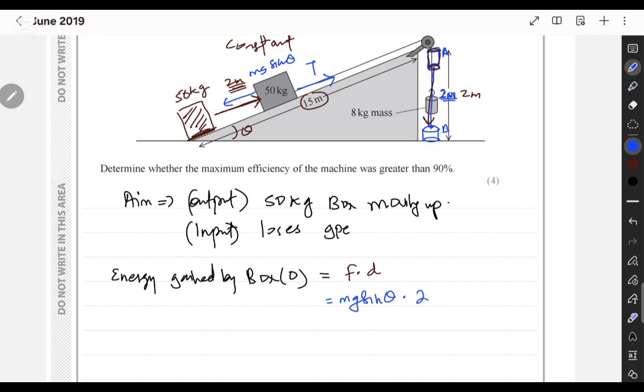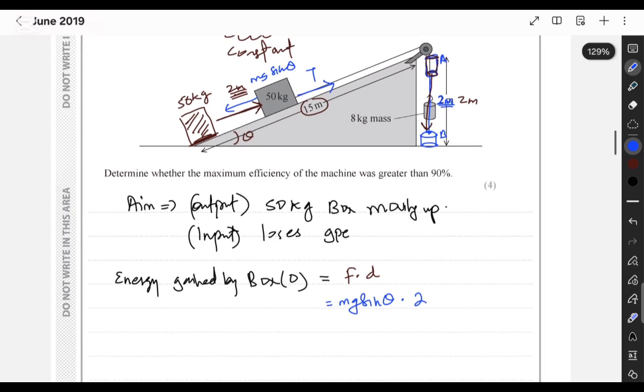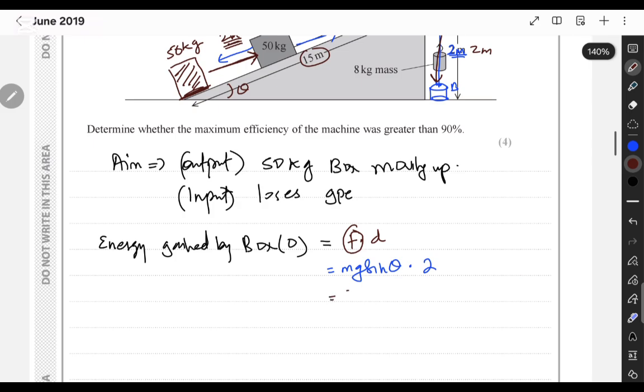It moves a distance of 2 meters and then it stops. Given the context, it only moves 2 meters. Okay, this force is equal to mg sine theta. This force here is actually the tension force that's there. So now we know this is going to be 50 g sine theta.